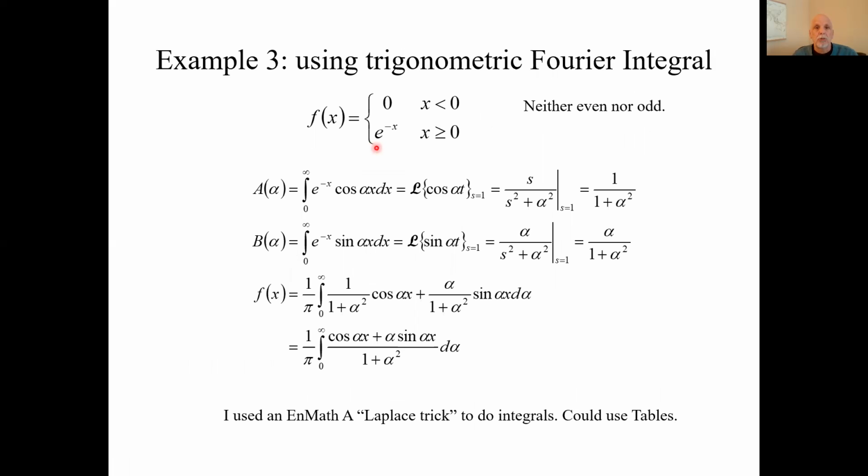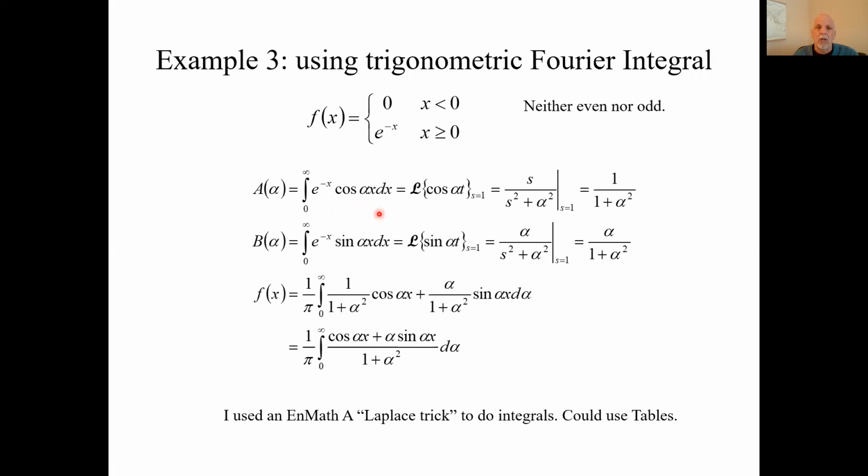So let's do this example. Say here's our f of x. In this case, it's neither even nor odd. But first, we'll find its trigonometric Fourier integral. Our A, by using the formulas, since it's only non-zero for positive x, we integrate from 0 up to infinity. The function is e to the minus x. We have to evaluate this integral.